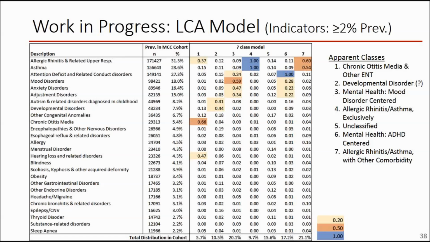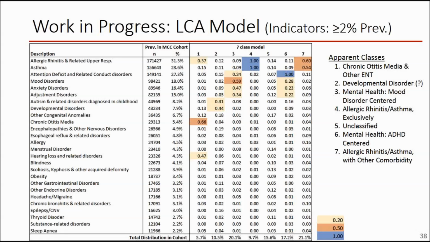So this is the latent class analysis model. It's using the indicators with 2% prevalence or more. It has, I think, 22 or 23 indicator variables. And this is sorted by prevalence. So you'll see allergic rhinitis, asthma, ADHD, mood disorders, anxiety disorders, also congenital anomalies, encephalopathies, allergy, menstrual disorder, hearing loss and blindness, some of those less common MCC, more common SCC conditions, and so on.